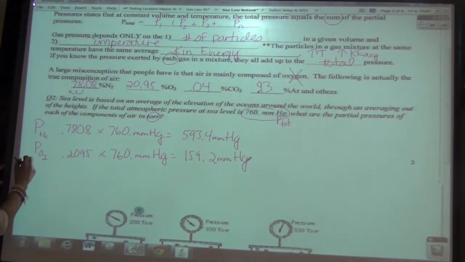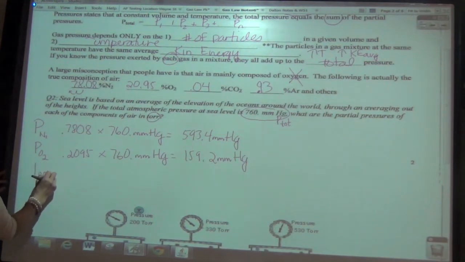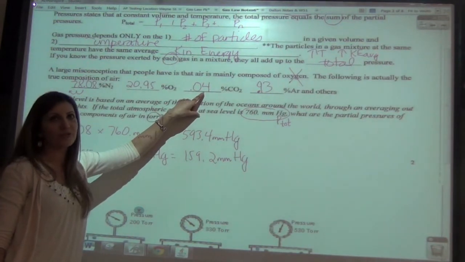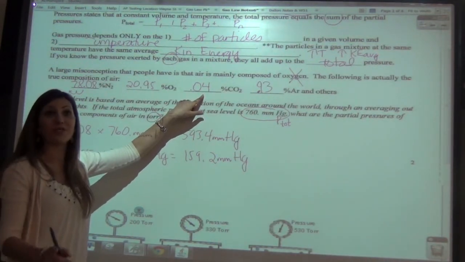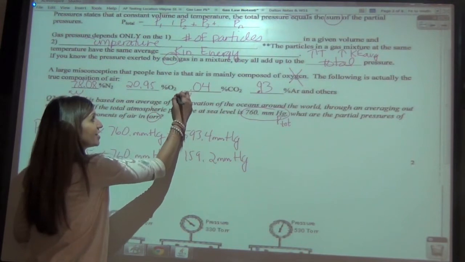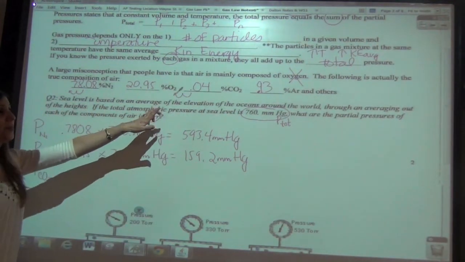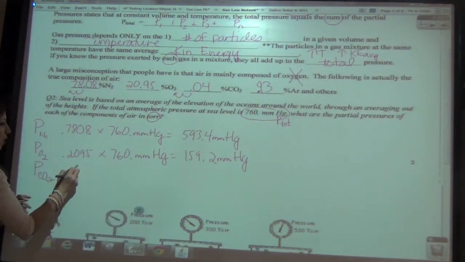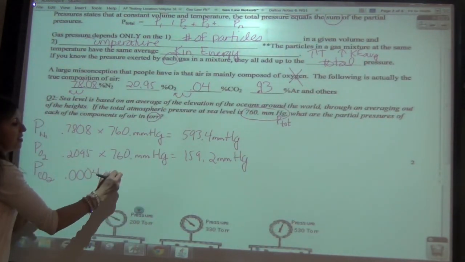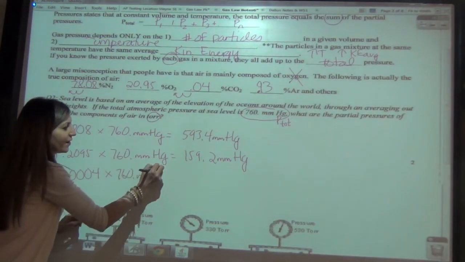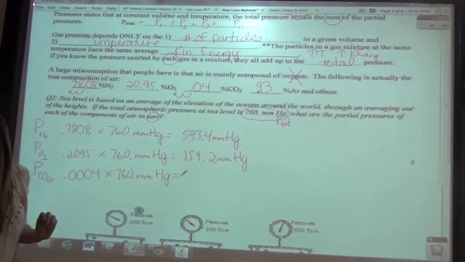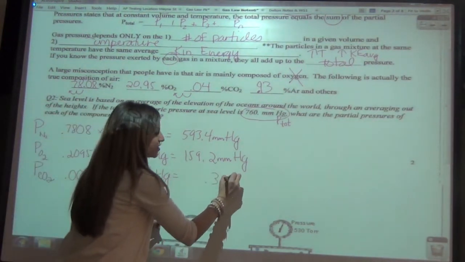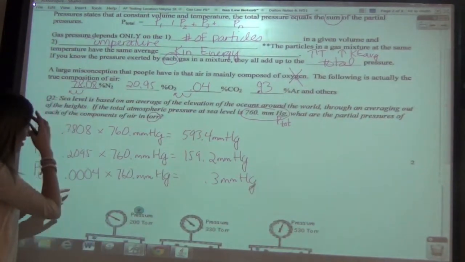And now we also need the PCO2. For PCO2, you don't use 0.04. What do you use? 0.0004. So remember, you have to shift your decimal 2 places back. A lot of people will make a mistake on this one because they just use 0.04. So you still have to go 0.0004 times 760. And this ends up equaling 0.3 because I really do have 1 sig fig. I'm just trying to get to the tenths place anyway. And so 0.3 is the answer to that.